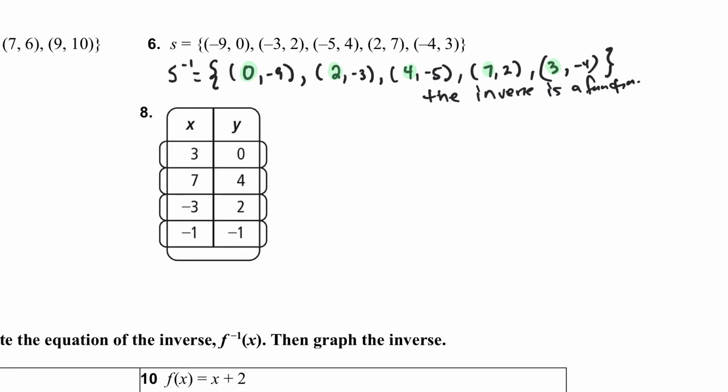Number 8 is another relation. We have 3, 0, 7, 4, negative 3, 2, negative 1, negative 1. I'm going to draw my table, which indicates the inverse relation. If we have 3, 0, it's going to be 0, 3. 7, 4 is going to be 4, 7. Negative 3, 2 will be 2, negative 3, and we have negative 1, negative 1, which stays the same since both the x and the y are the same. Now you have to look at the x value, and you notice that only one x value is paired up with a y value, so this is a function.